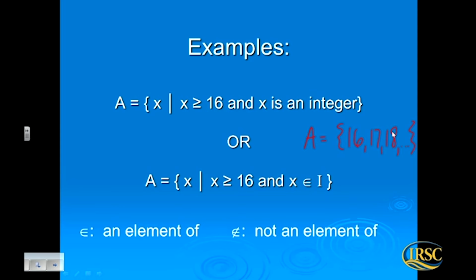So just make sure that you pay attention to what method it wants you to write your answer in. Sometimes it'll give you the set in set builder notation, and it'll say, okay, rewrite the set builder into roster notation. Or you might start with the roster notation. It'll say, okay, now rewrite it into set builder notation. So you're going to have to be able to translate one method to another.